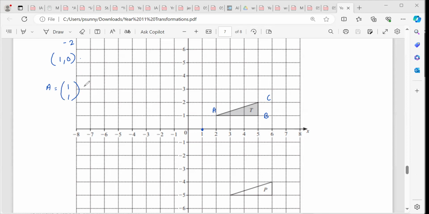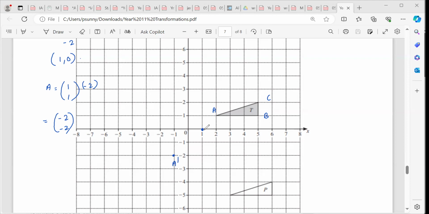And it's given that -2 is the scale factor. Multiply that. 1 into -2 is -2. From the center of enlargement, I need to move 2 towards left and 2 towards down. So this will be my A dash.